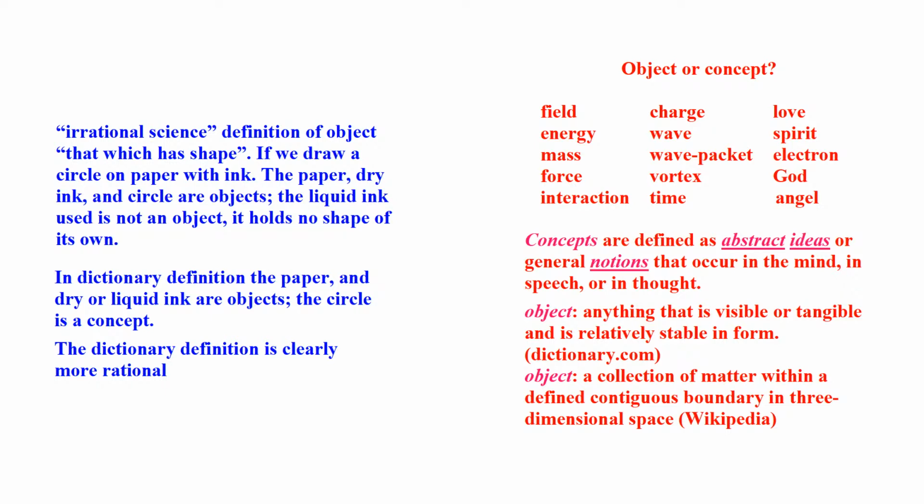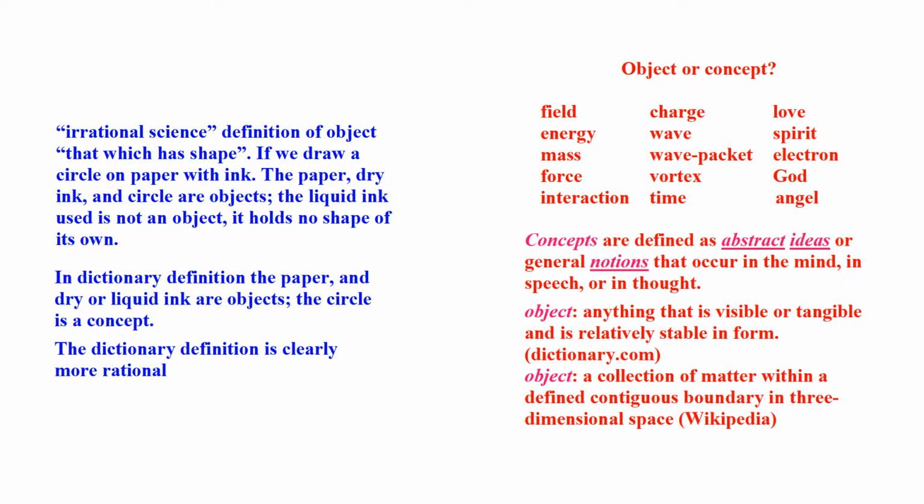So what are abstract ideas? Well, you look up abstract ideas and notions, and when you look up the definition of ideas and notions, you find the word concept. In other words, we have no definition of the word concept. All we have is synonyms. We don't know what a concept is. At least mathematical physics, the world of so-called science out there, they don't know what a concept is. And they don't know what an object is.